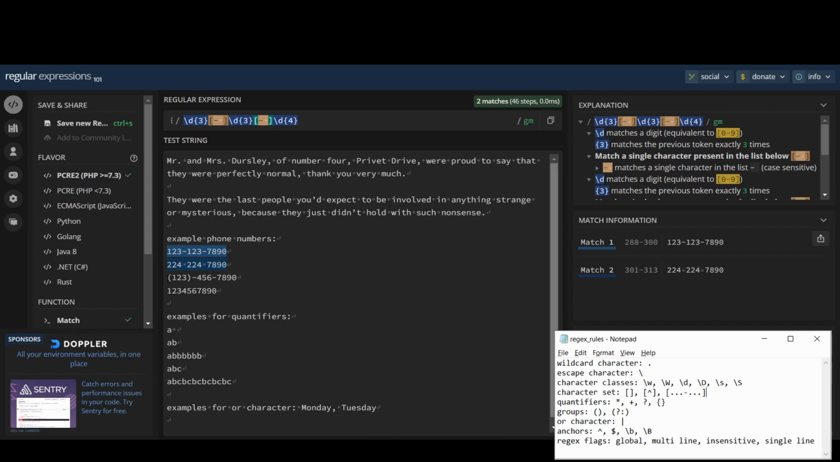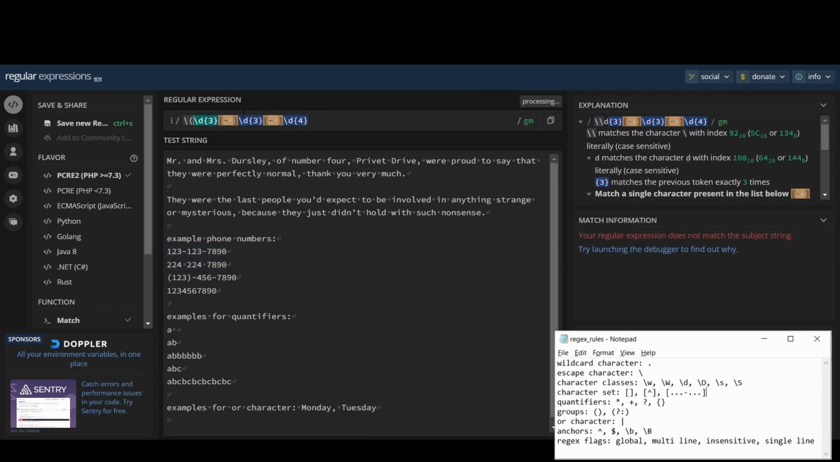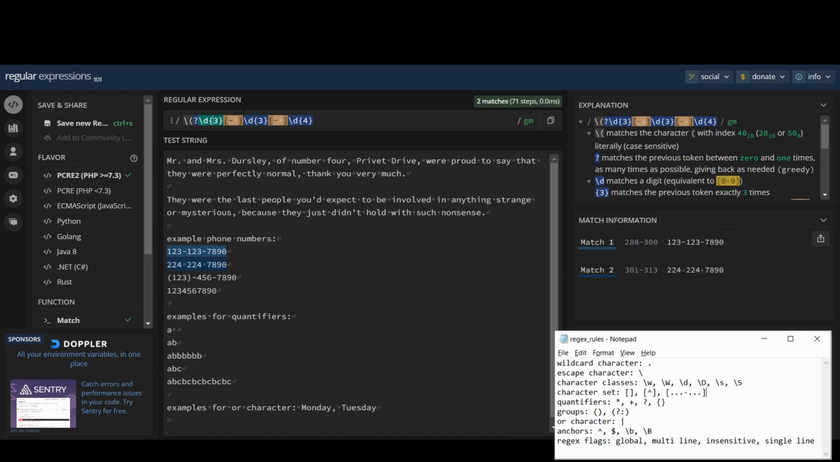But how about if we want to match the third format, where the area code is surrounded by open and close parentheses? In that case, we can have an open parenthesis here, but this open parenthesis can be optional, so we are going to type a question mark. And then there is another close parenthesis here, which is also optional. In this case, we are finding all 3 matches.